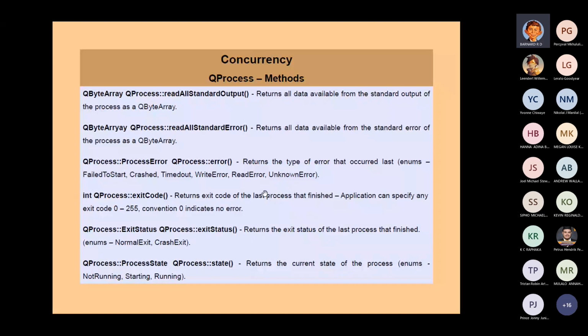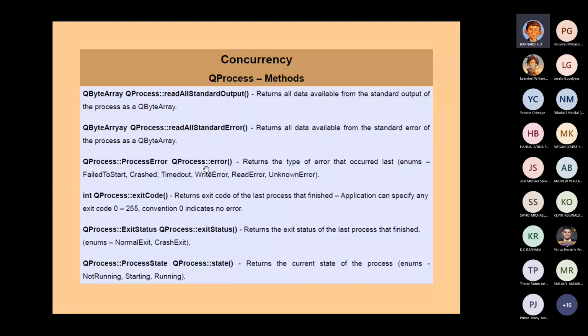Okay, then some of the other methods. These ones are quite important for communication. This one, readAllStandardOutput, returns all data available from the standard output of the process. It comes as a byte array, which is easy to convert to a QString. So that's how you communicate from your process back to its parent. You use this readAllStandardOutput. There's also readAllStandardError, which I suppose you should always cater for, in case of possible errors.